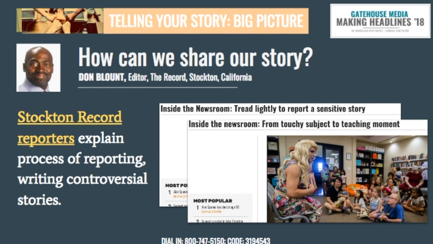The 2 examples on the screen: one involved an older man who was accused of child molestation, and he got a really light sentence, so we looked at that. And the other is about a drag queen who did a story time at a local library, something which in our estimation was very rare. So we had the reporters write about how those stories developed, how they happened, why we decided to do it, and also why they wrote the stories in the manner that they did.